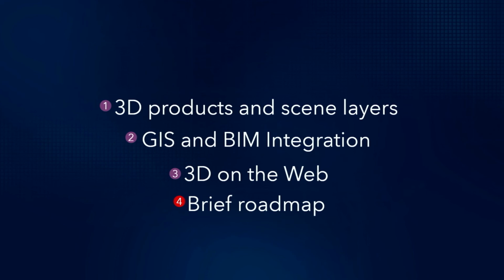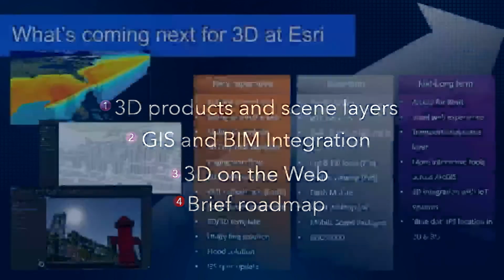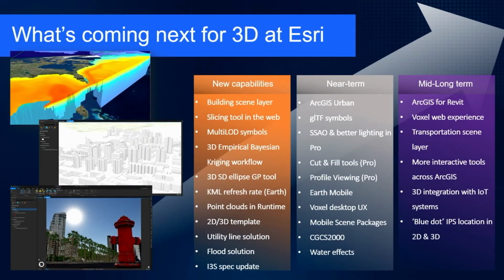All right. I'm going to touch on some brief roadmap stuff, and then we'll save a few minutes for questions. Like I said, there's so much coming that I can't capture it all on one slide or talk about it in one whole slide deck. Among the things delivered in the last few months, we've got the building scene layer. The slicing tool is now there on the web. Last year when we demoed the slicing tool in Pro, the number one request was, can you please move that into the web? And so now it's in the web. We've delivered multi-LOD symbols. Does anybody know what 3D empirical Bayesian kriging is?